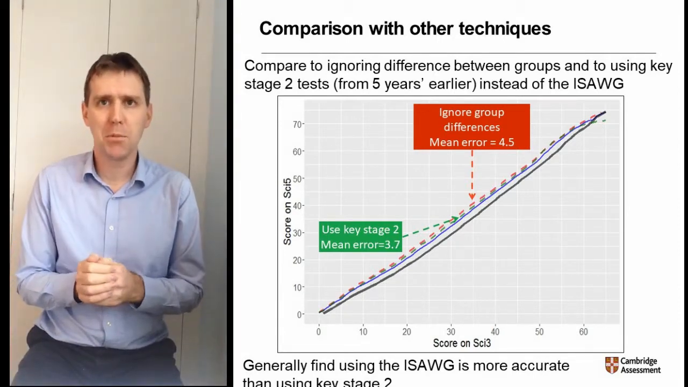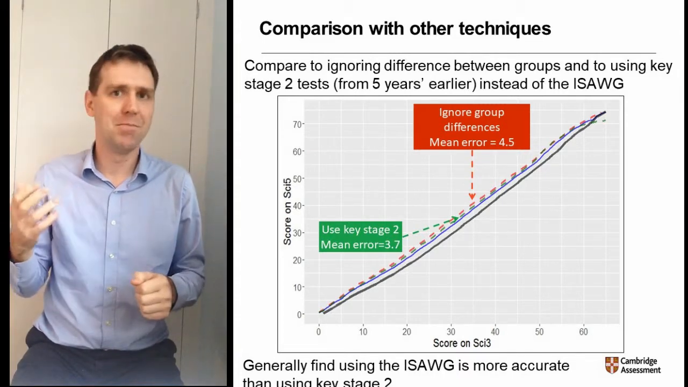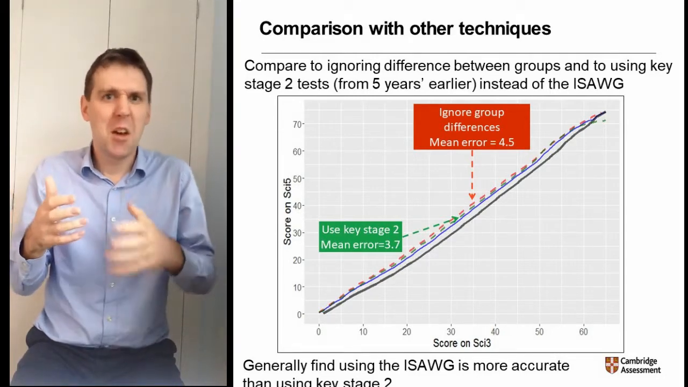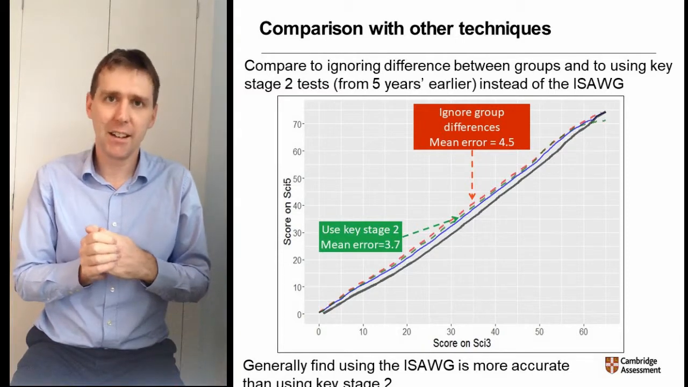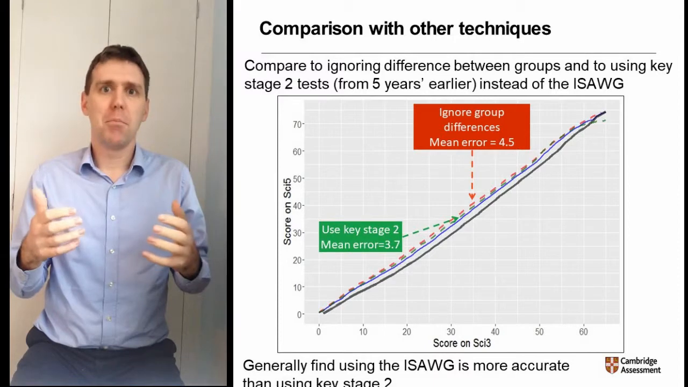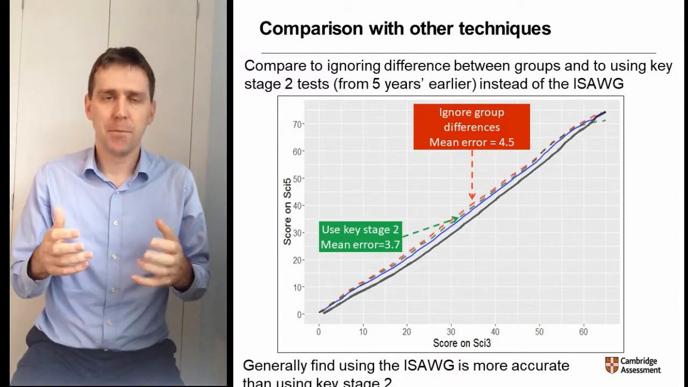Alternatively, I could explore what happens if I just ignore the differences between the two groups. Just assume that group 2 are no cleverer than group 1 and imagine that difference wasn't there. If I do that, ignore the differences, I end up being 4.5 marks inaccurate on average.